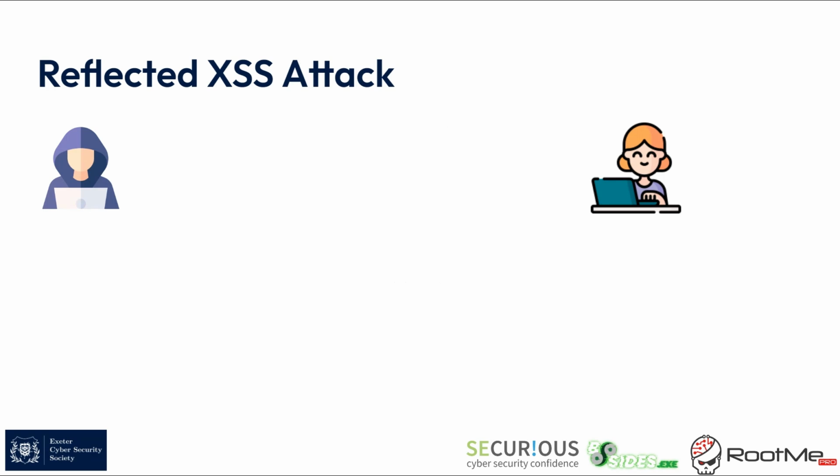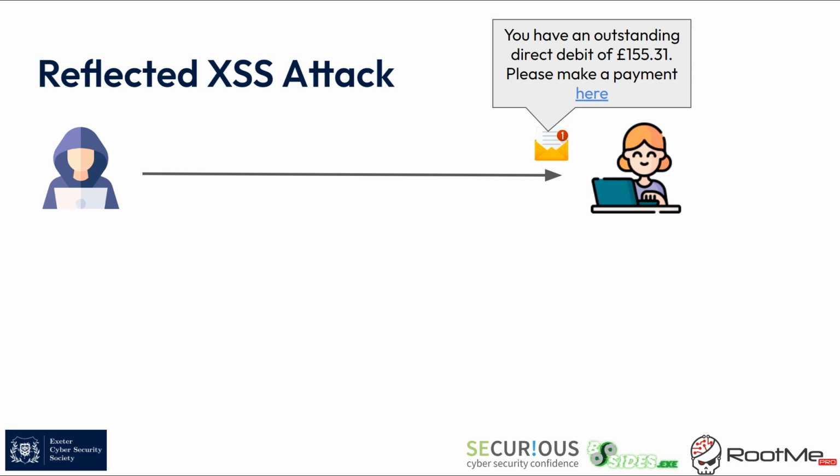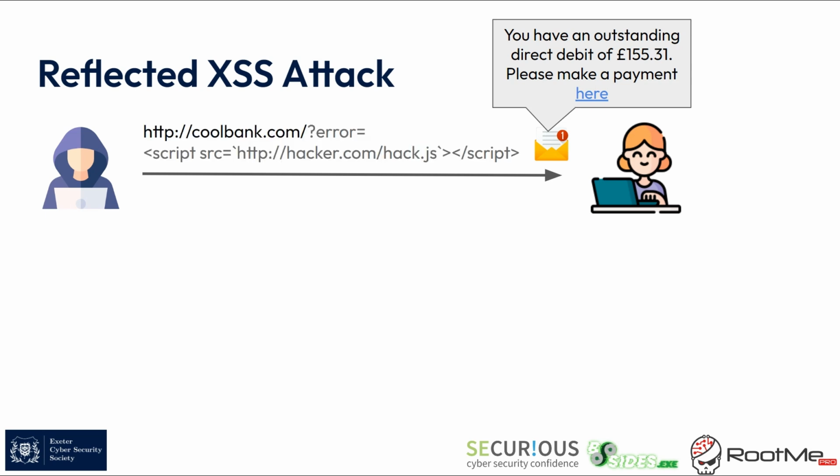So how can an attacker use this to perform a reflected XSS attack? Let's say we've got a hacker here and we've got Alice. The hacker sends Alice an email, and the email says, "You've got an outstanding direct debit of £155. Please make a payment here." And so that hyperlink actually leads to this URL. So you can see here that the attacker has used a reflected XSS attack in the link.